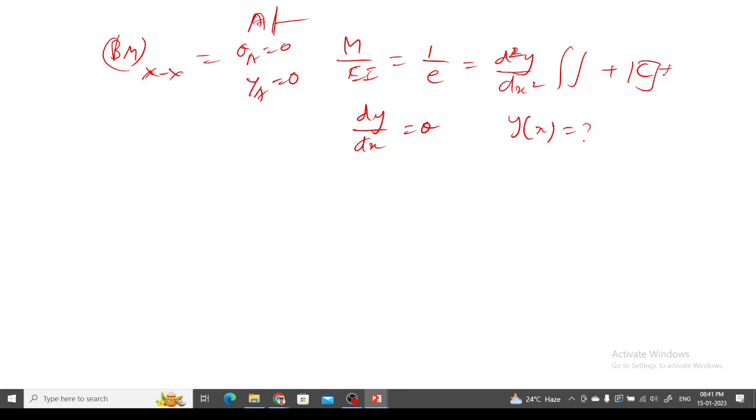If you see all the GATE previous year's problems, based on the moment area method, Castigliano's theorem, and basic manipulation of the standard formulas, you can easily solve all the questions.